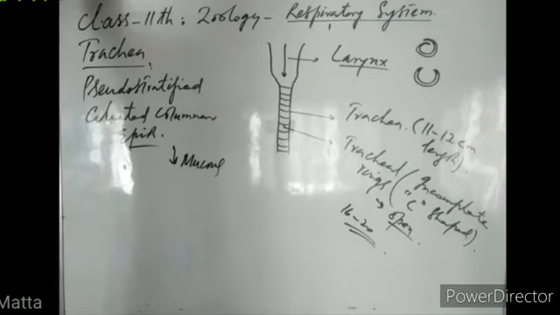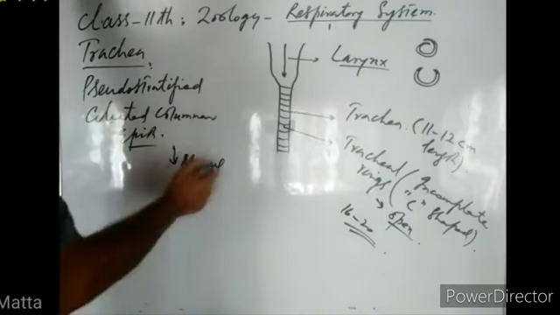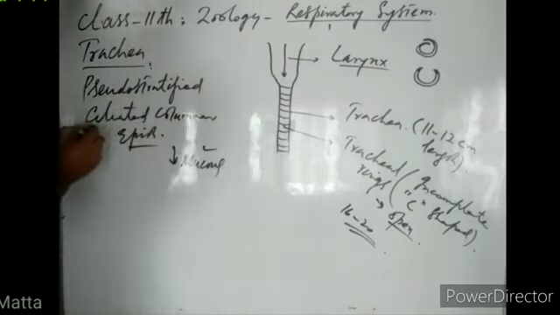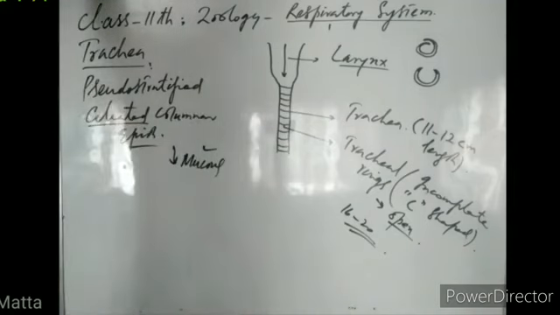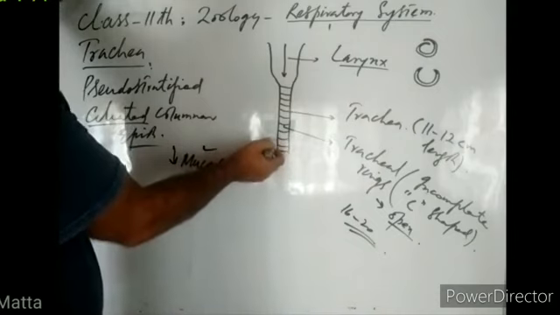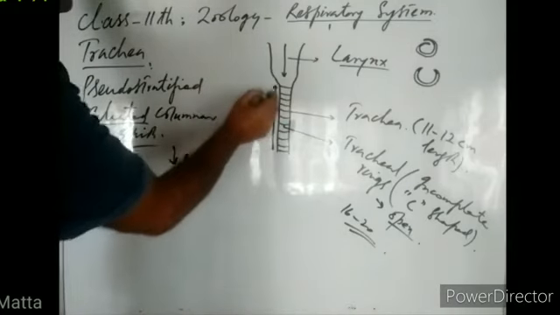So along with inhaled air, we may inhale some dust particles, although some dust particles are stopped by nasal hair. Some dust particles are trapped by the respiratory epithelium of the nasal chambers. Still, some dust particles may be present in the air. Those dust particles or smoke particles are trapped by the mucus of this pseudostratified ciliated epithelium. Then this dust-laden mucus is removed from the trachea with the help of the cilia. When the cilia beat, they propel this dust-laden mucus towards the larynx.